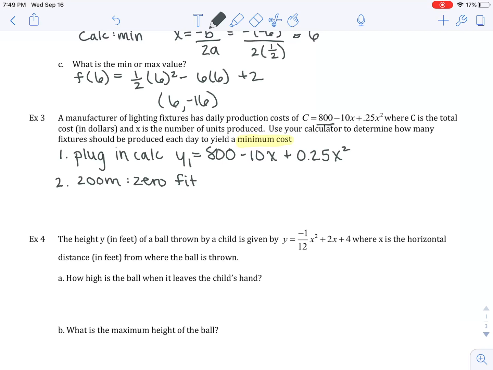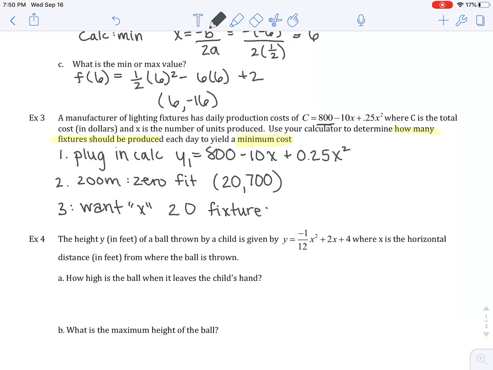All right, when I find it, you should be getting 2700. What am I asking you though? I am asking you how many fixtures should be produced. I am asking for the X value. Want the X. So there is going to be 20 fixtures, right?